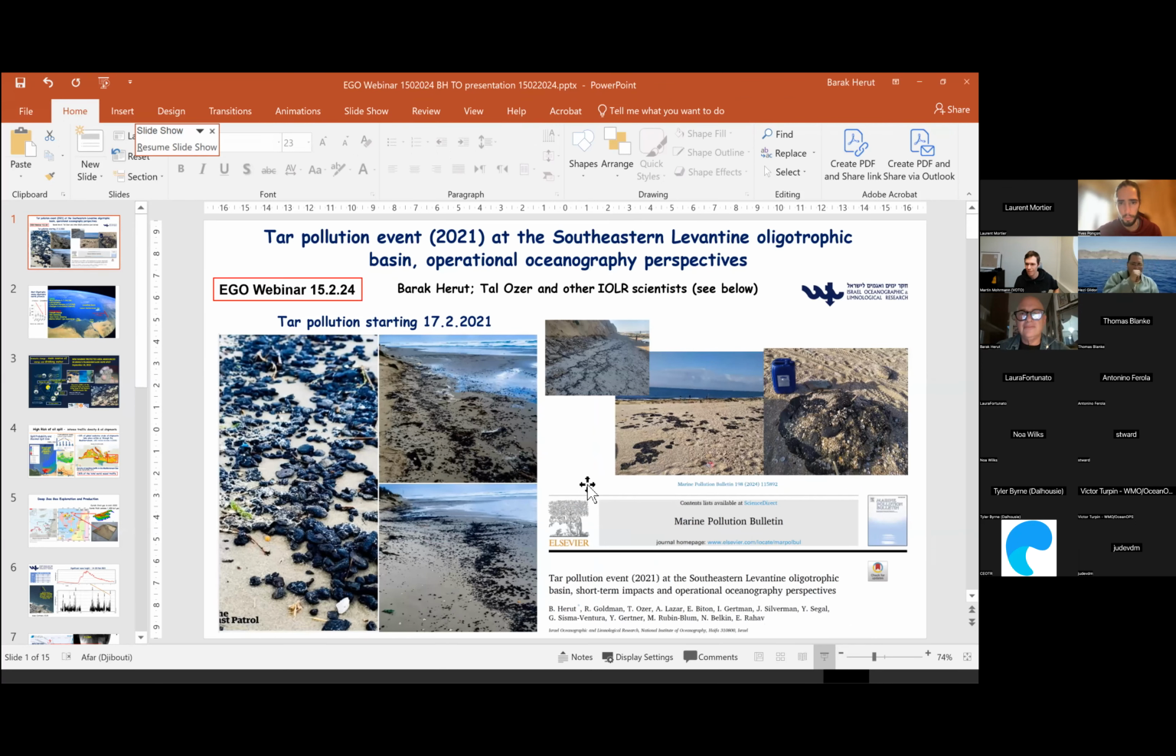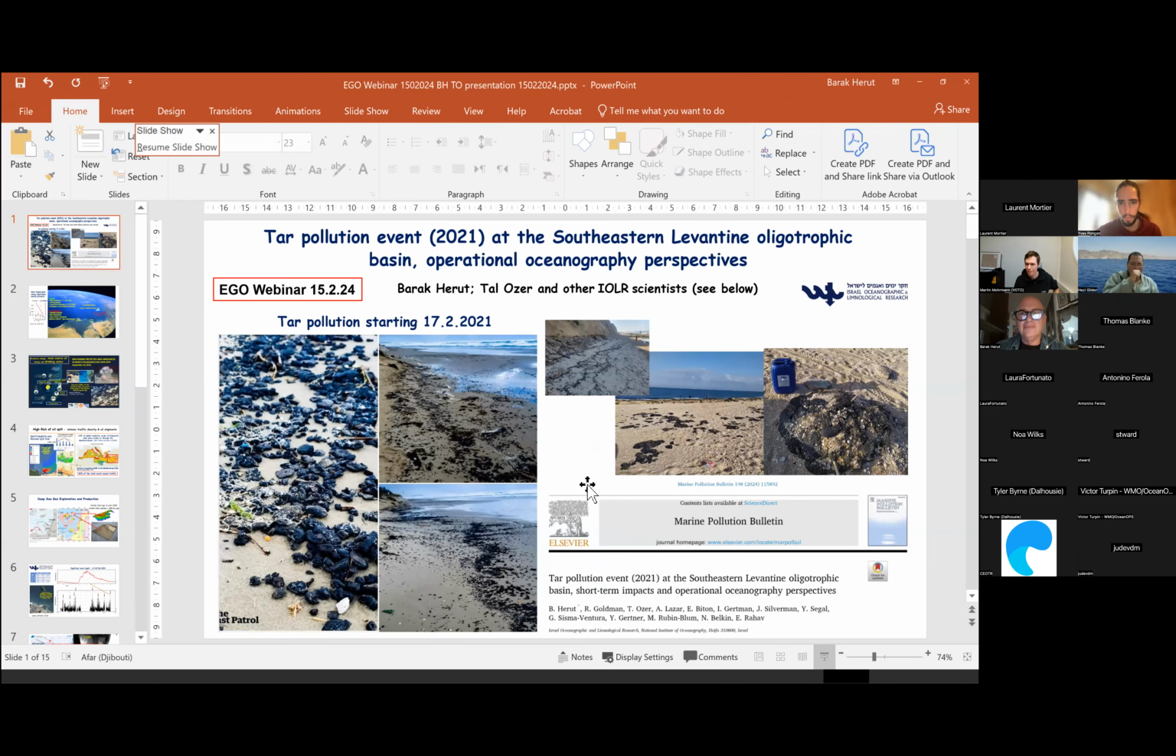This area is the eastern part of the Levantine Basin, which is the eastern part of the Mediterranean Basin. And it's unique in its extremely low primary production. You can see in the left figure that it's even lower than other oligotrophic areas. So it's an ultra-oligotrophic marine system. It also has extremely high sea surface salinity and temperature, and therefore, it's a very ecologically sensitive system for marine pollution.